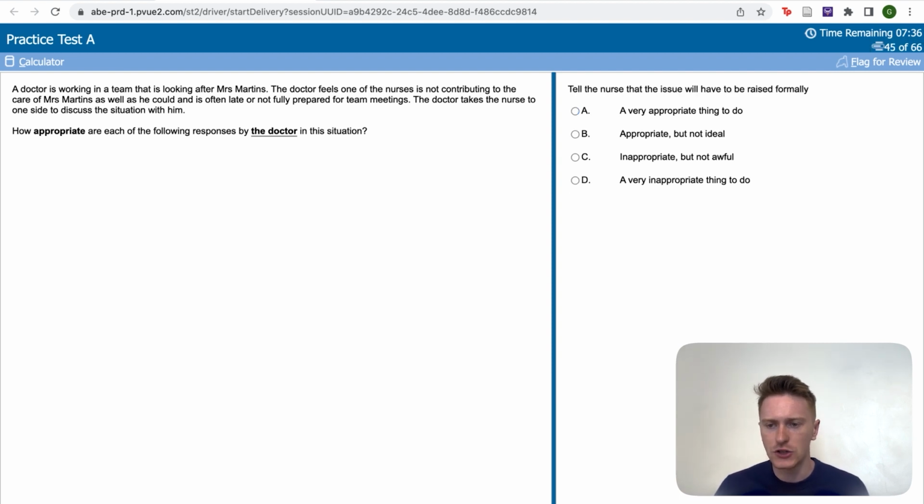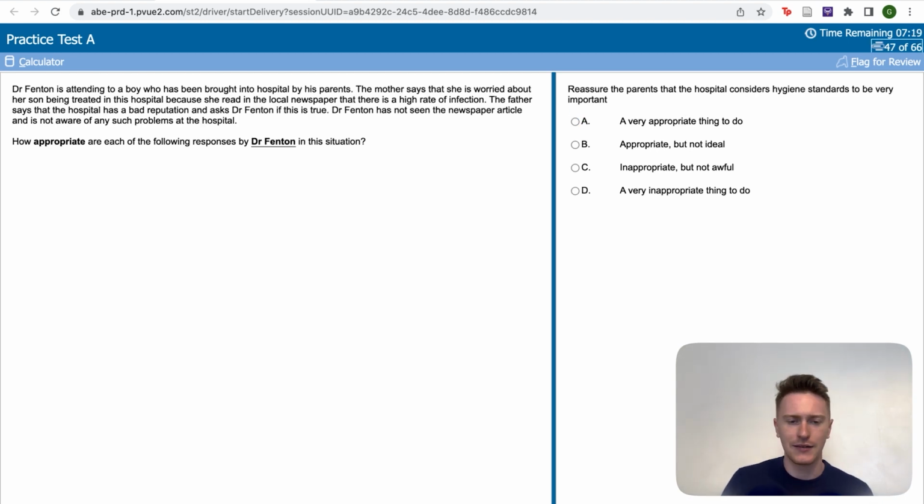Tell the nurse that the issue will have to be raised formally. I mean, it will have to be raised formally. So I think it's on the appropriate side, but it's a bit of a threat, so I think it's not ideal. Ask the nurse if they would like support. Very appropriate. Even though you might think that's wasting your time and you're sort of faffing around after a nurse who's not doing their job, that's not the way situational judgment sees it. It sees it as a team, and if part of your team is struggling, you ask whether your team needs to be supported.